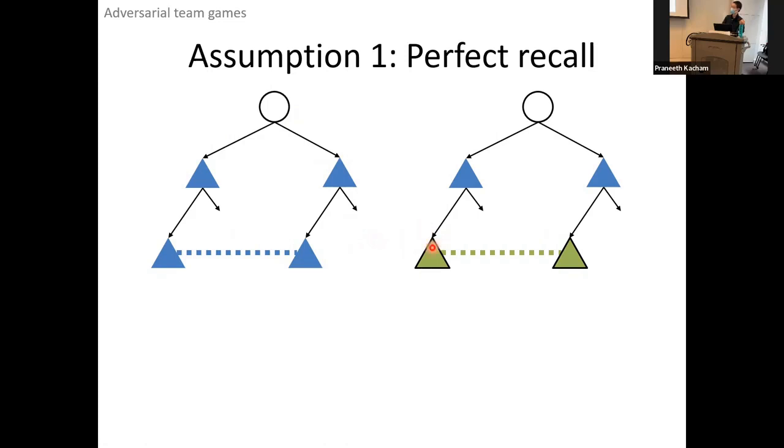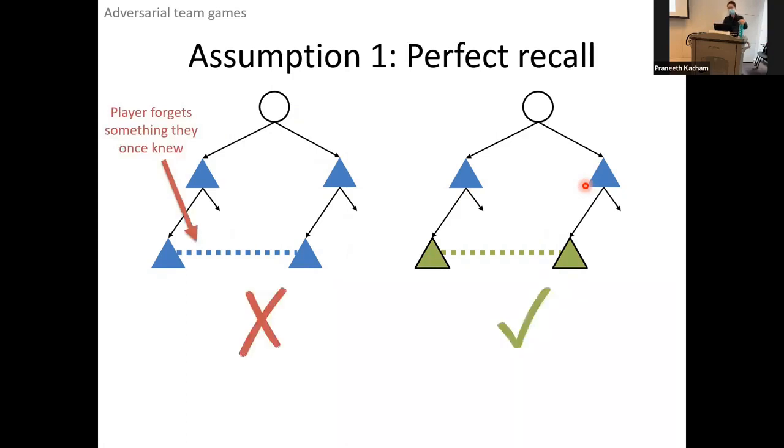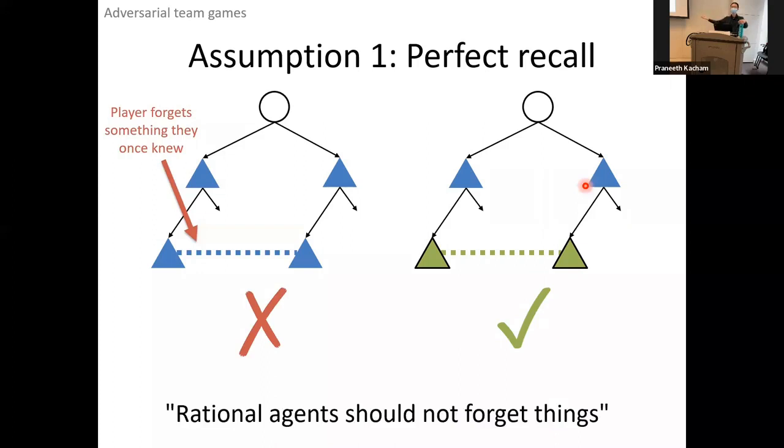But if this is green, that's fine, because it's fine for blue and green to have different information as long as neither one of the players is individually forgetting anything. So as I say, blue doesn't forget anything, green doesn't forget anything, we're happy. So on the left, player blue is forgetting something, and green does not. Intuitively, rational agents should not be forgetting things. Seems like a reasonable assumption.